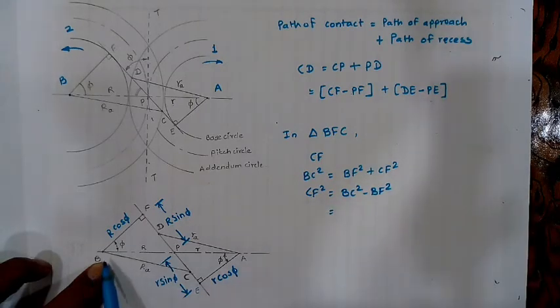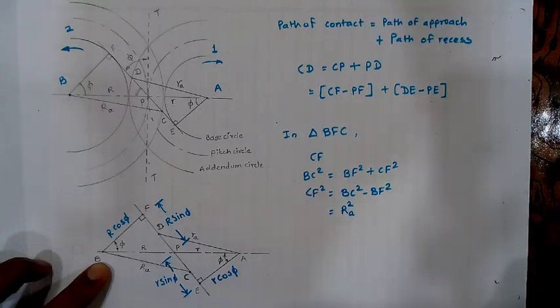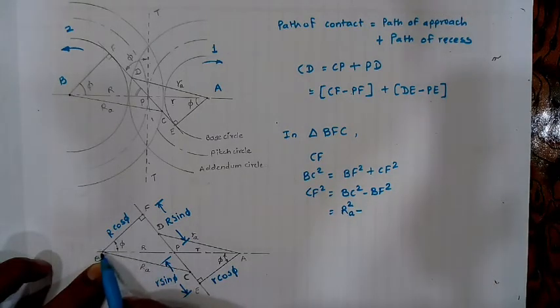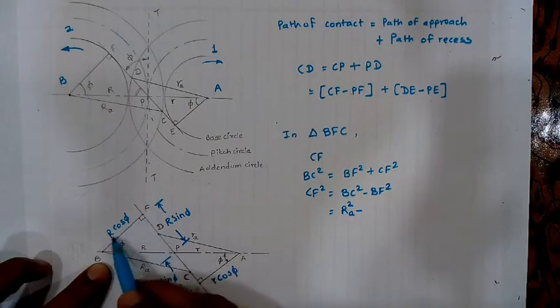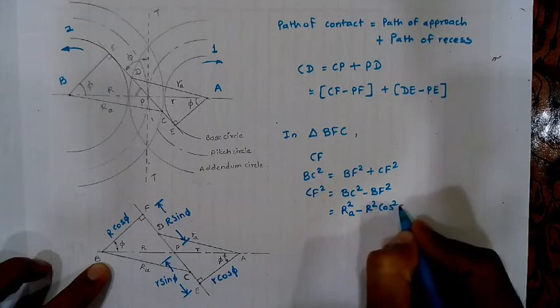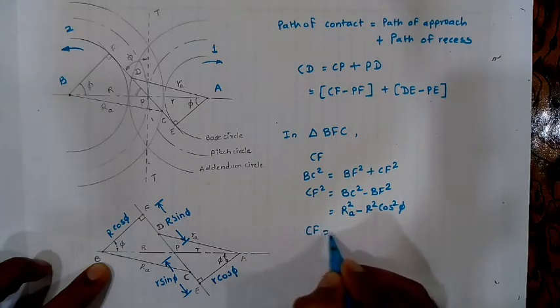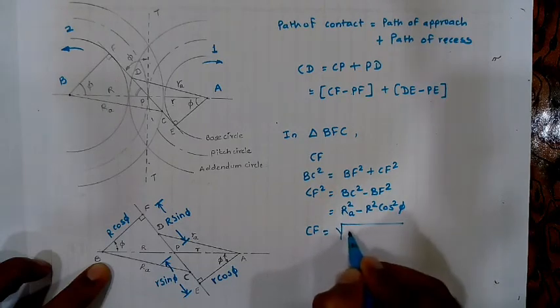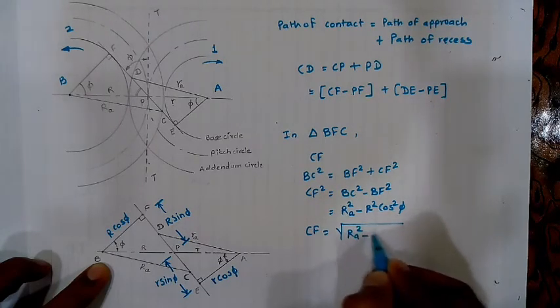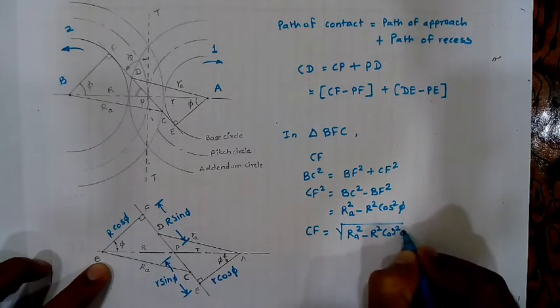So BC, from the diagram, this distance is R suffix A, that is the addendum circle radius of gear. So R_A square minus BF, BF is R cos phi, so minus R square cos square phi. So the value of CF will be root of R_A square minus R square cos square phi.